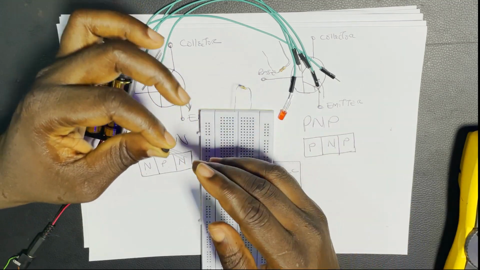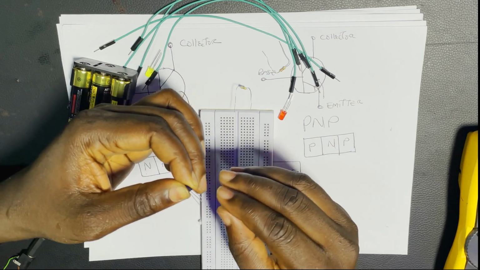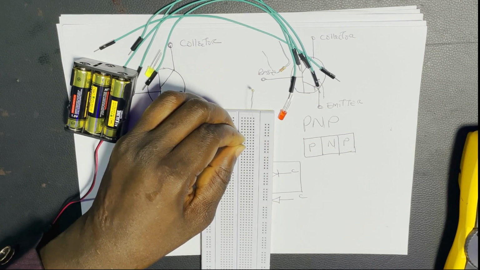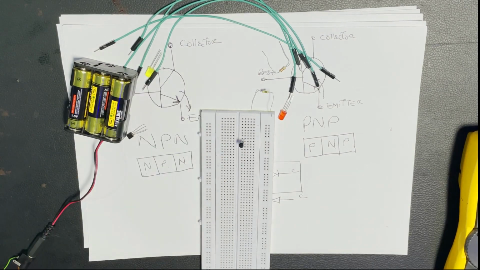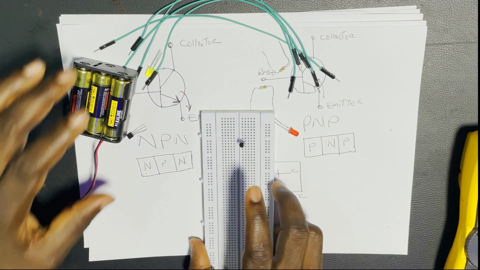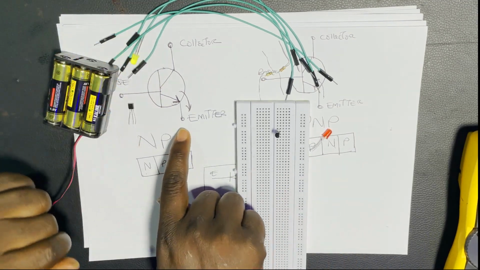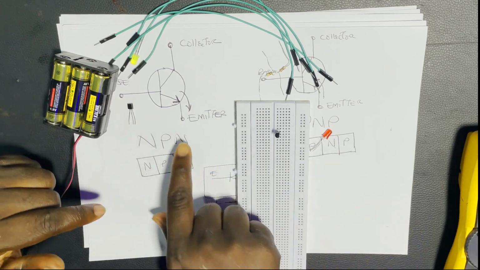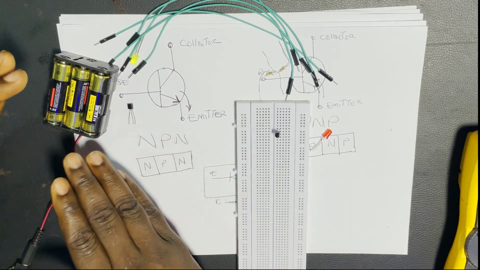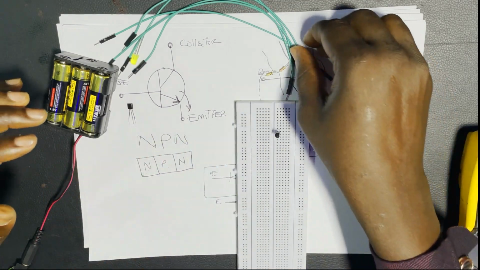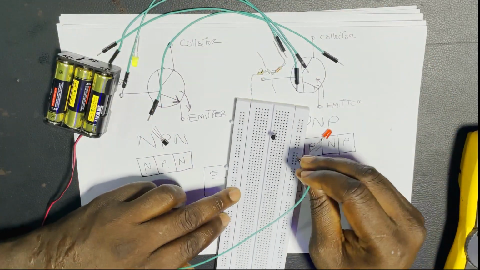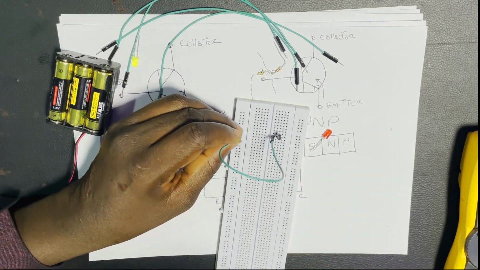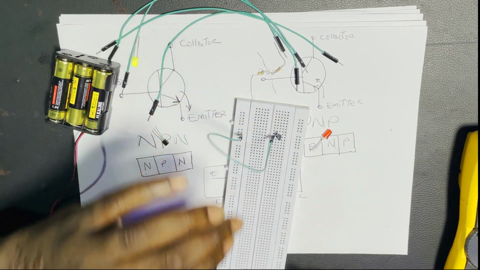Earlier on we established that the base is in the middle, then this is our collector. So I will place it this way on the breadboard. In the case of an NPN transistor, if you are going to bias it as a switch, it is recommended that you connect the emitter to the negative side of your power supply, or to ground. So let's connect our emitter. This is our emitter, and we take this as our negative side.